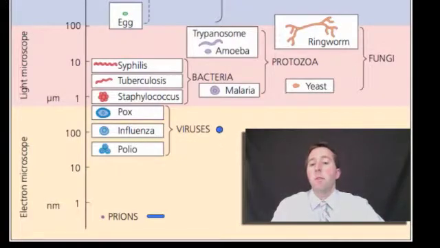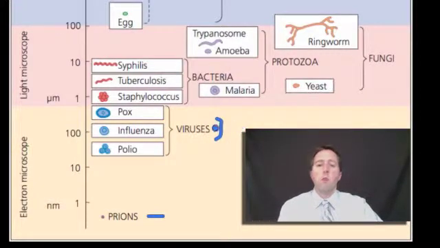The next one up is viruses. Viruses are very small, so they're not cellular, so they're not composed of cells. Viruses are very small, but pox, influenza or polio, they're caused by viruses. Going up even bigger, so these prions are less than a nanometer. Viruses are approaching the size of a micrometer, very small.